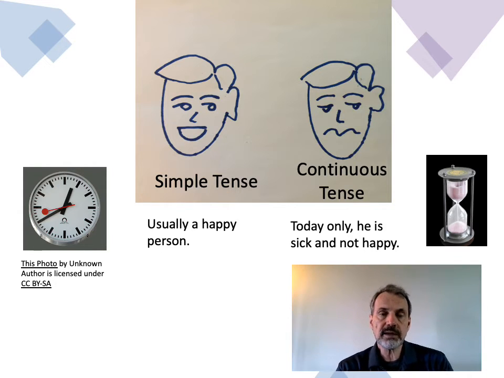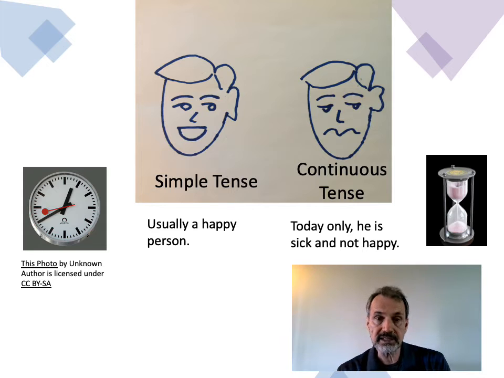Now, sometimes we use the simple tense to describe things. When we describe things, we talk about things that stay the same for a long time. We talk about the parts of someone or something that are normal for that person or that thing and are important parts of who or what they are. They are the things that don't change.